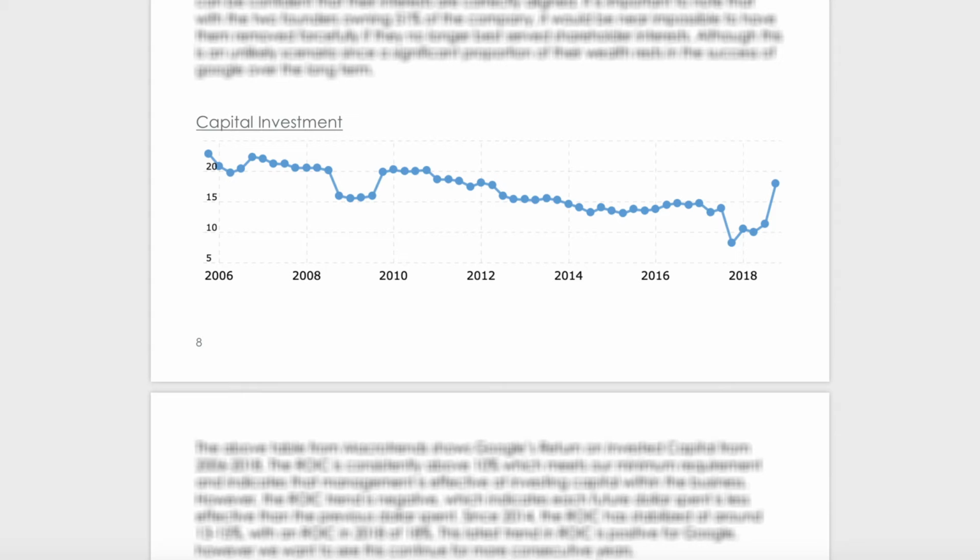But what we would want to focus on is the short-term trend. And you can see that from about 2014 till now, their ROIC has been very consistent. It's been sitting around that 15% range, which is a great rate, and it's also very consistent. And actually in 2019, it was all the way up almost at 20%, which is an excellent sign.